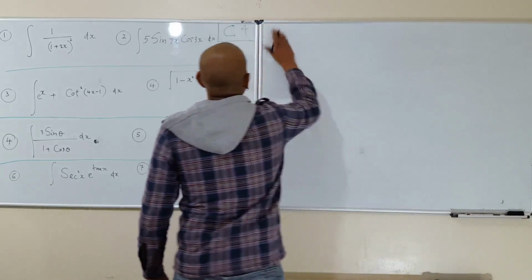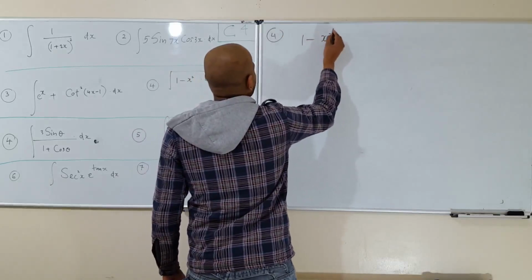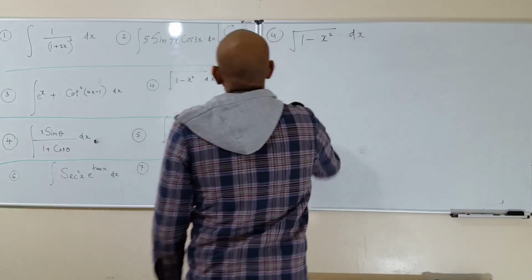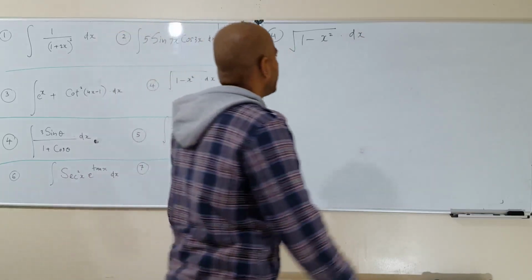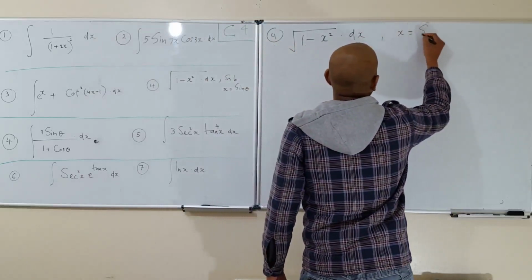Number 4. The integral of the square root of (1 minus x squared) dx. They say use the substitution x equals sin theta to do this. x equals sin theta.